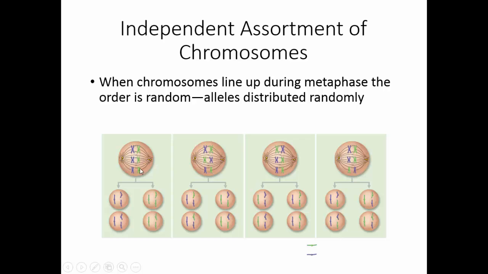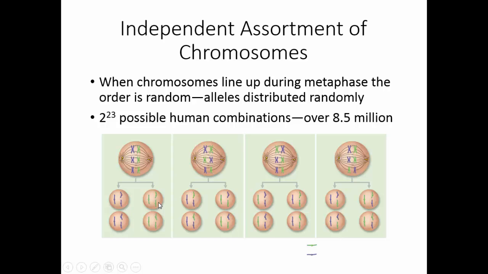Because this particular cell has 3 pair, the possible combinations or the possible different haploid cells we could get would be 2 to the 3rd power, or 8. And that's what we have, 8 different possible cells as a result of meiosis. In humans, 2 to the 23 is the possible number of combinations. That's over 8.5 million possible combinations.